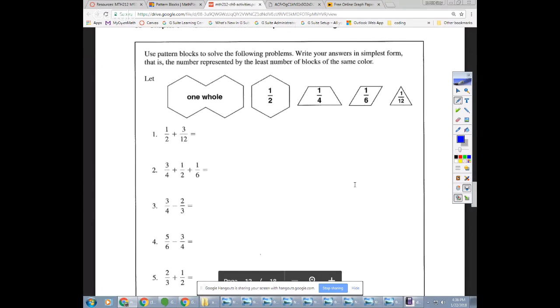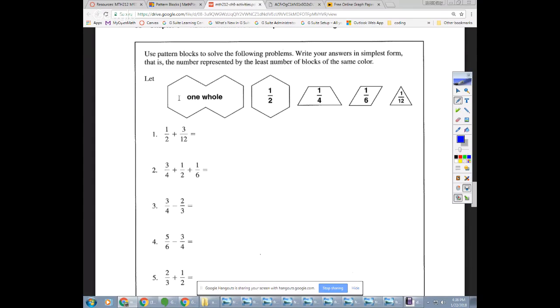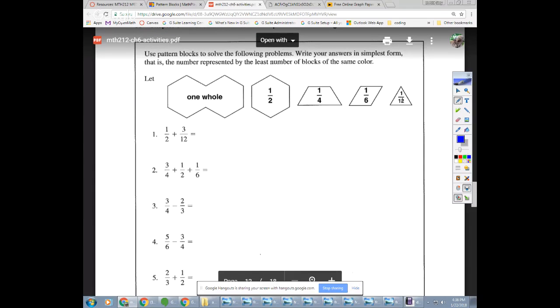This one's going to get a bit more exciting because now we have a new whole. So now we're going to say 2 of these things is a whole. And now a half is a whole hexagon, a 4th is a red trapezoid, a 6th is a blue rhombus, and now the green triangle is 1/12.